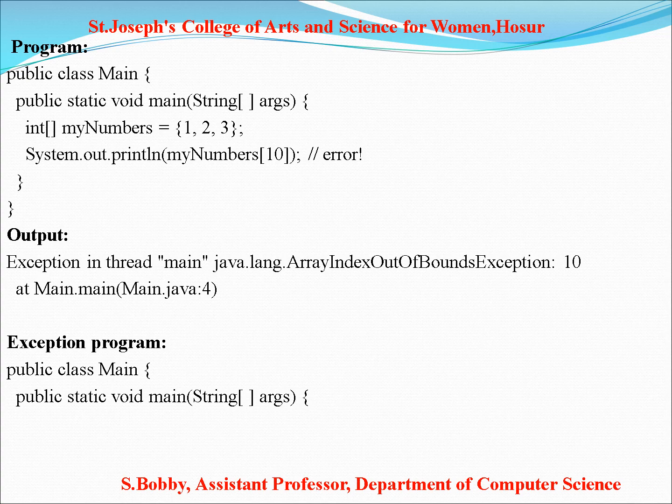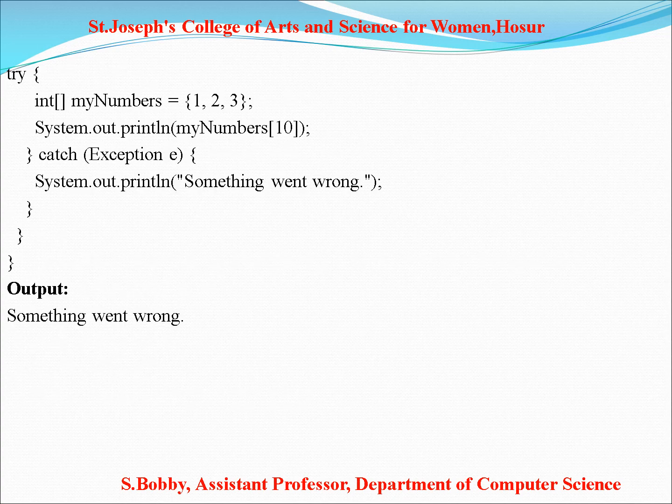So the error occurred. Next, the same program using exception handling. Public class Main, public static void main, String args. In the try block, we declare the variables 1, 2, 3, and print the message myNumbers[10]. Here we use the catch with Exception e. System.out.println printing the message "Something went wrong." So the output is: Something went wrong. This is the difference between normal and exception handling.